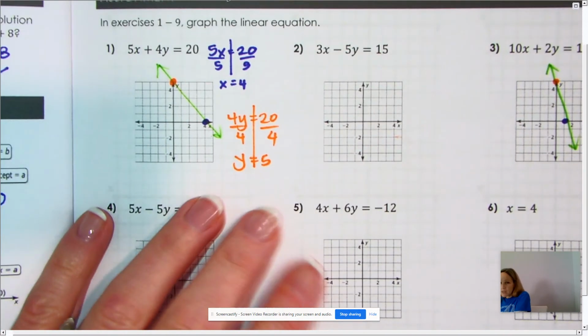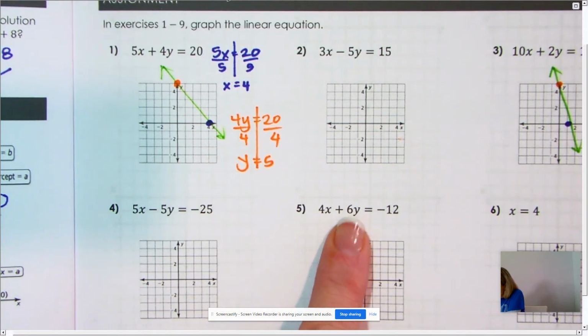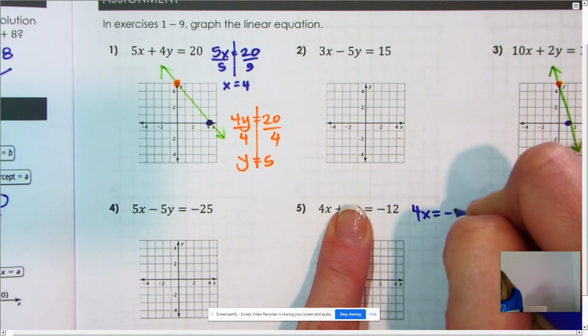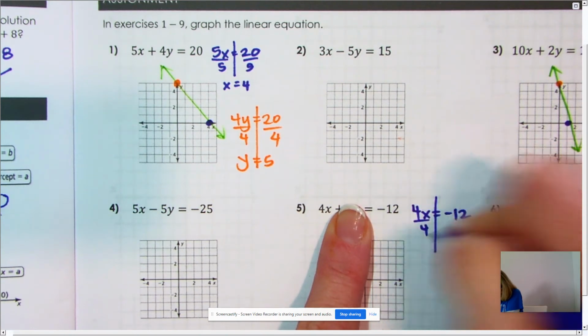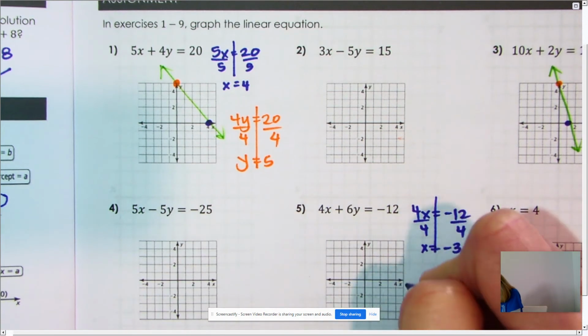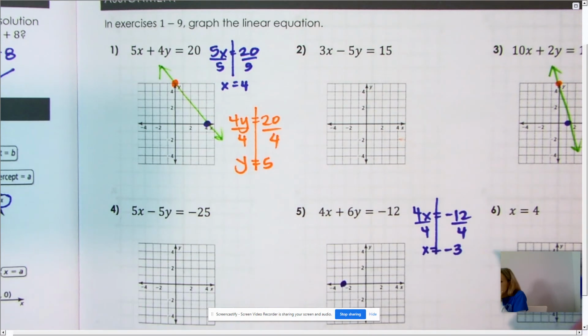Okay, we're going to do question number 5 together. So I'm going to put 0 in for y. So I get 4x is equal to negative 12. I'm going to divide by 4 on both sides. So I get x is equal to negative 3. Here's the x-axis. Here's the negative direction.